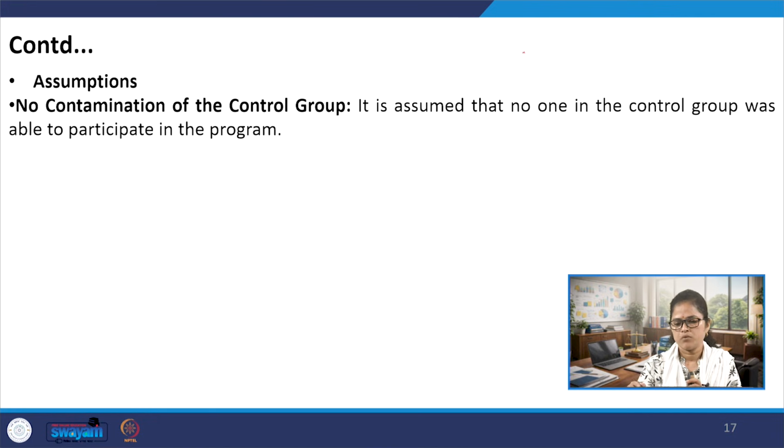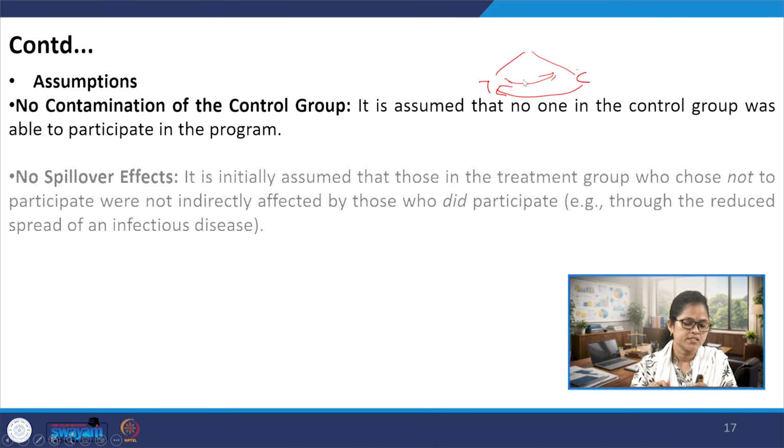That means whatever the assignment was, the members should not have any freedom to mix with each other. So no contamination of the control group. It is assumed that no one in the control group was able to participate in the program. So from the control group, no members can come here. So that is the first assumption while designing this experiment.